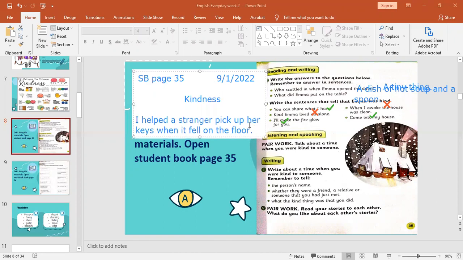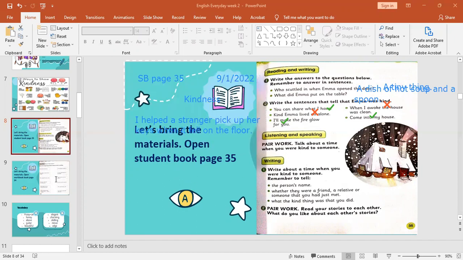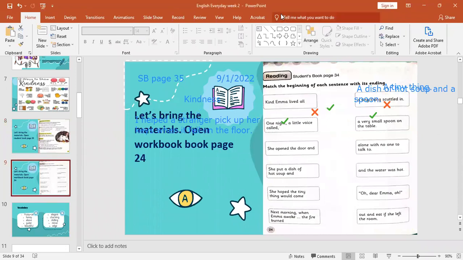So easy, right? So you can write yours. This is mine. Try to write yours and then we read it to each other later. Okay, so that being done, let's go to the next page, which is the workbook.